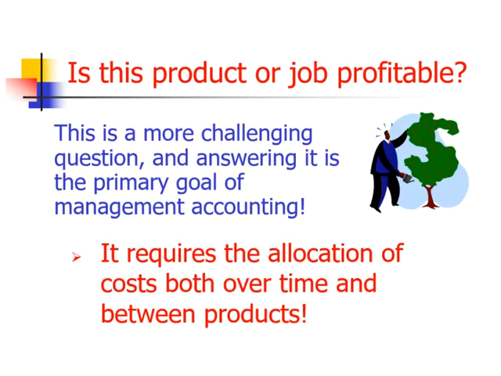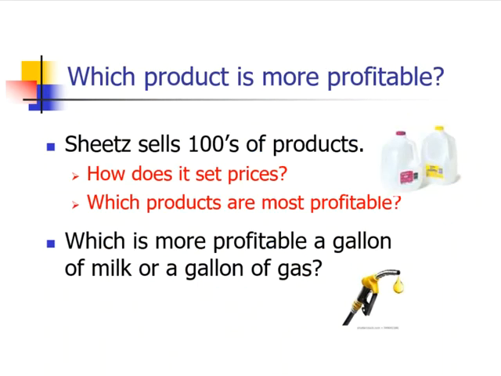Now, the second question, is this job or product more profitable? It's much more challenging because not only do we have to allocate costs over time, but now we're going to have to allocate costs between products. This is the primary focus of management or cost accounting, which is the next class you'll take in your accounting sequence. So that second question, which product is more profitable, is much more difficult.